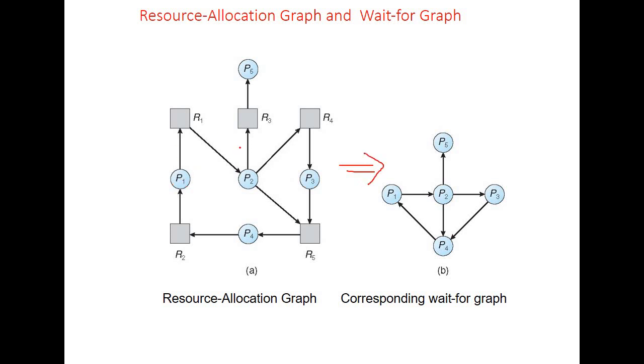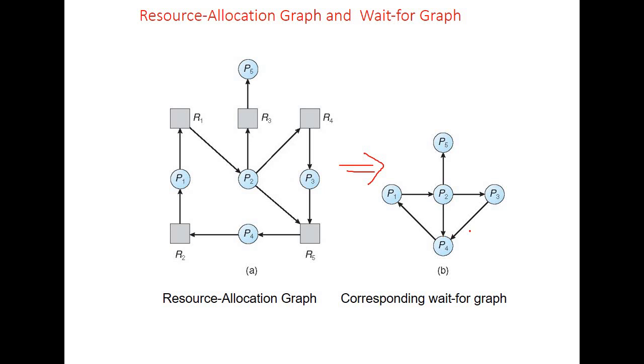Just by taking only the dependency among the processes: P1 is requesting R1, but R1 is allocated to P2. That means P1 is waiting for P2, so there is a connectivity from P1 to P2. Similarly, P2 is requesting R2, and R2 is allocated to P5, so there is a dependency from P2 to P5. P2 is requesting R4, and R4 is allocated to P3, so from P2 to P3 there is a dependency.